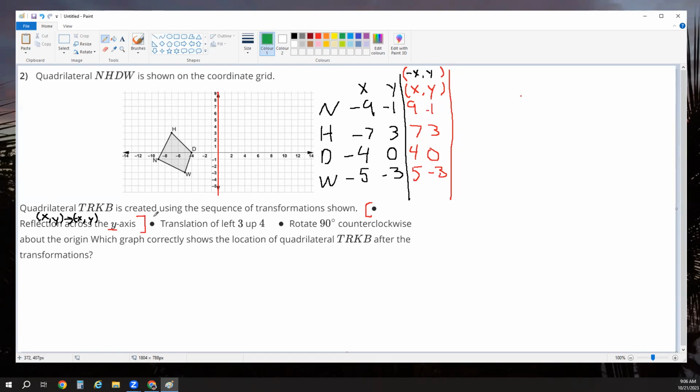Next one's going to be a translation. Left, so my delta x is negative, it's -3. My delta y is up, it's going to be +4. And remember, translations are x comma y.